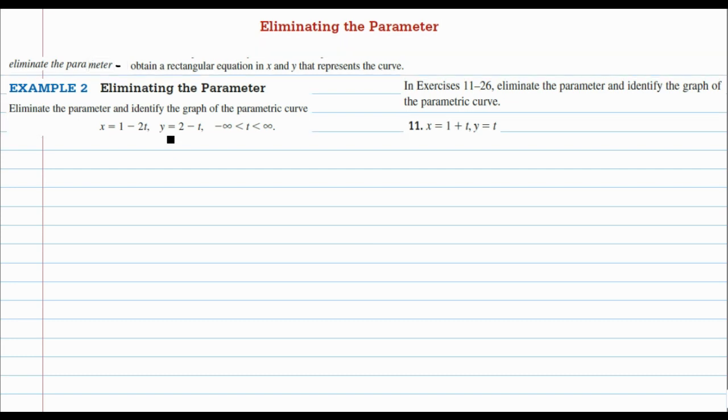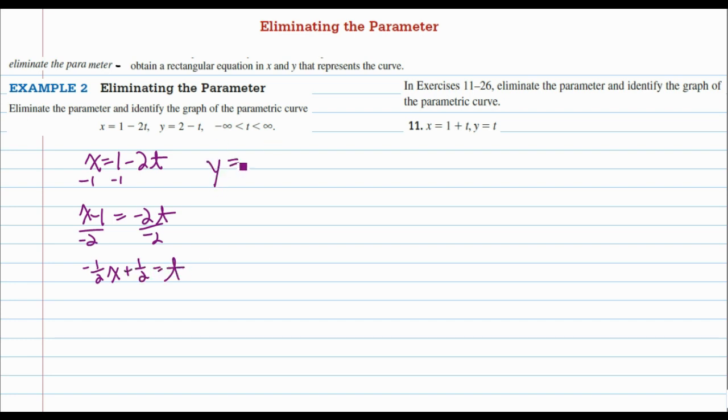Well, since we have y as an expression of t, we're going to take the x expression, solve for t, and then substitute that in. So instead of x equals 1 minus 2t, I'm going to subtract 1, divide both sides by negative 2, and then I like to write it as negative 1/2 x plus 1/2 equals t. Now I'll take that expression and substitute it in.